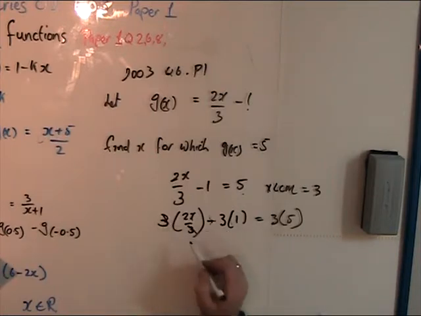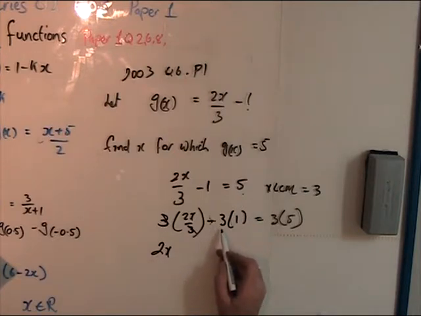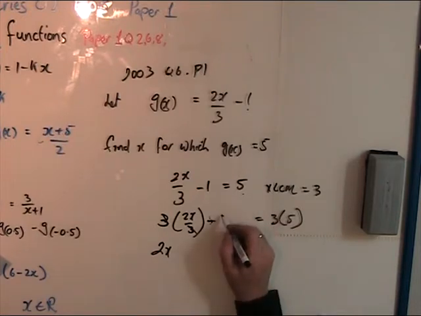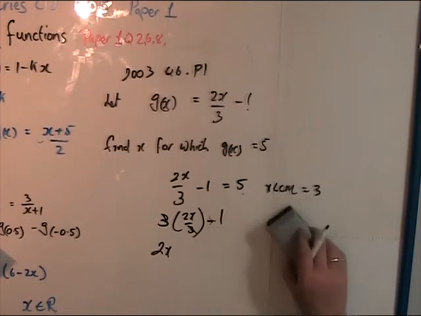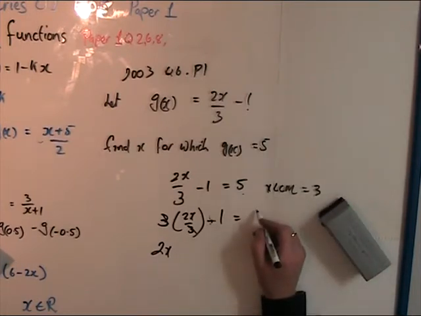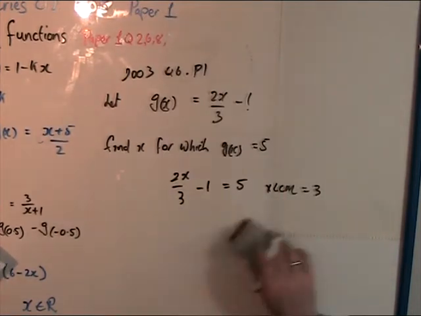So the 3 cancels with the 3 and you're left with 2x. Whoa, sorry, go back in there, right? There's no x there, right? So there's no x anywhere. What am I doing? Is equal to 5 times 3. I don't believe this. Right, I'll do this again.